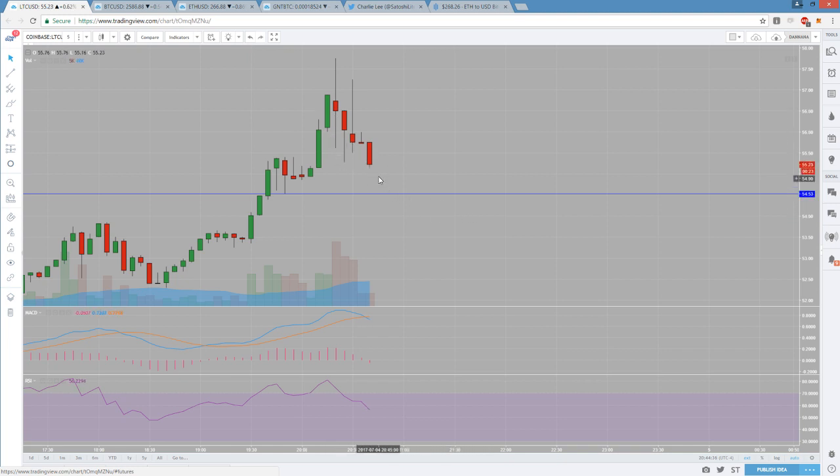And let's see if 55 psychological holds and we see a bounce up to 56. I do believe that we are going to see a short-term bounce back up towards 56 while I am talking here. So I'll keep checking back in on that 5-minute time frame. So let's look at the other names.